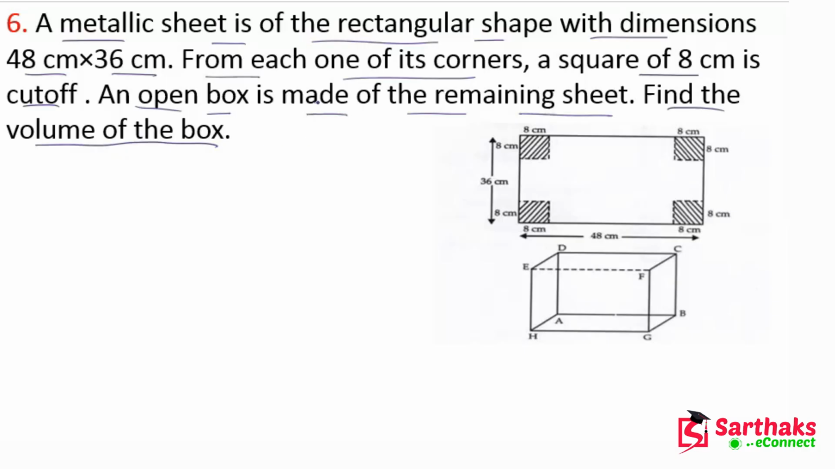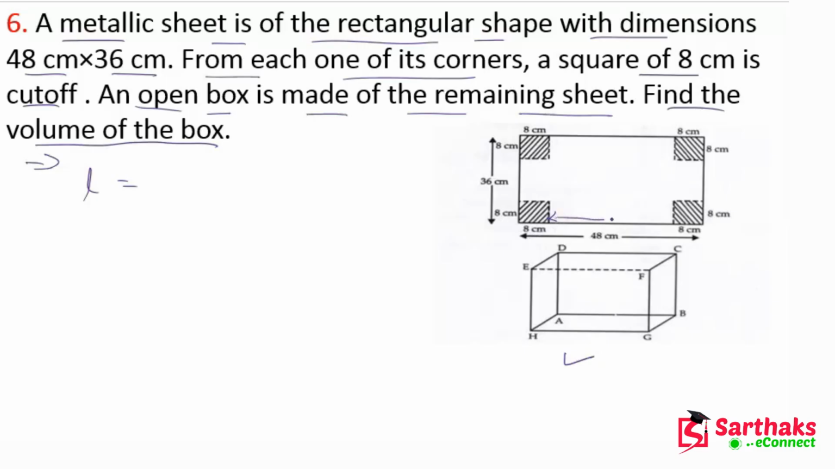My dear friends, our box looks like this. In order to make an open box, a square of side 8 centimeter is cut off from each of the 4 corners, and the flaps are folded up. After cutting this, we fold it up like this. The box will have the following dimensions. We have length, which is 48 centimeter.